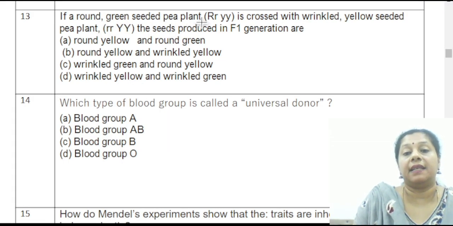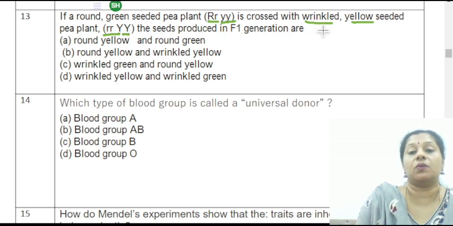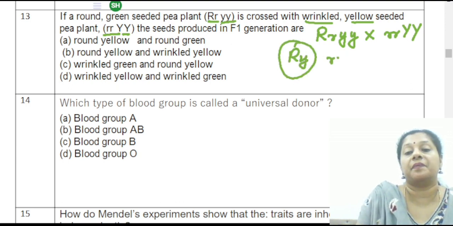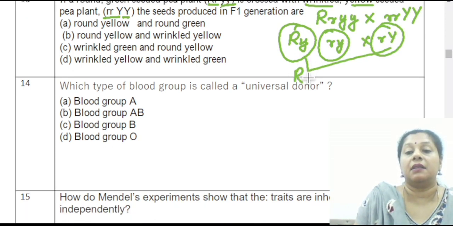If a round green seeded pea plant, round heterozygous capital R small r, and green is recessive, so it can be homozygous only, is crossed with a wrinkled and yellow. Wrinkled is recessive, so it has to be homozygous, but here dominant trait is also homozygous. The seeds produced in F1 generation. So we can write capital R, small y into small r, capital Y, capital Y. So here first we will get 2 types of gametes, whereas in the second we get only 1 type. We are getting capital R, capital Y, small y, and the other one is small r, capital Y, small y.